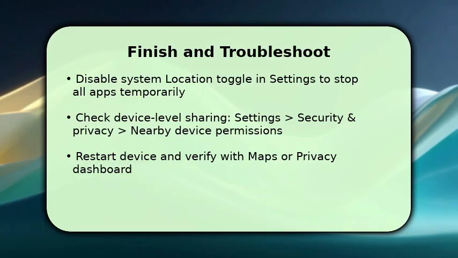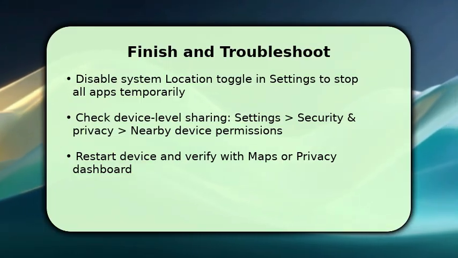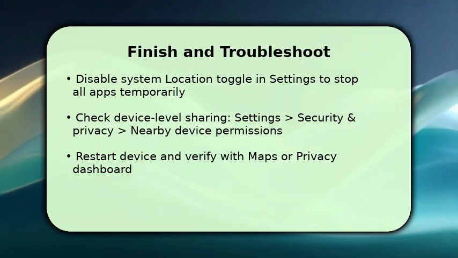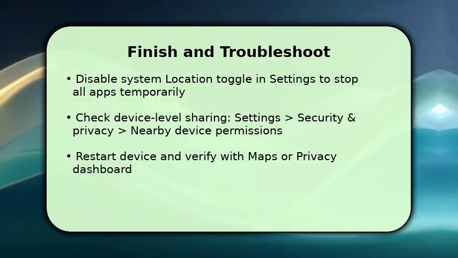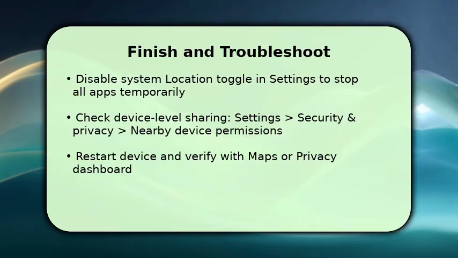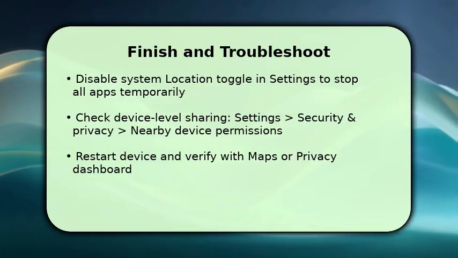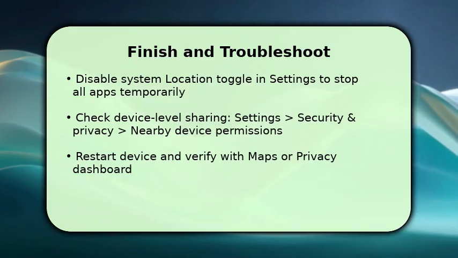Toggle location off in Settings to block all apps temporarily, or adjust the privacy dashboard to control specific features. Once you've revoked app permissions and paused location history, restart your phone to ensure settings apply.